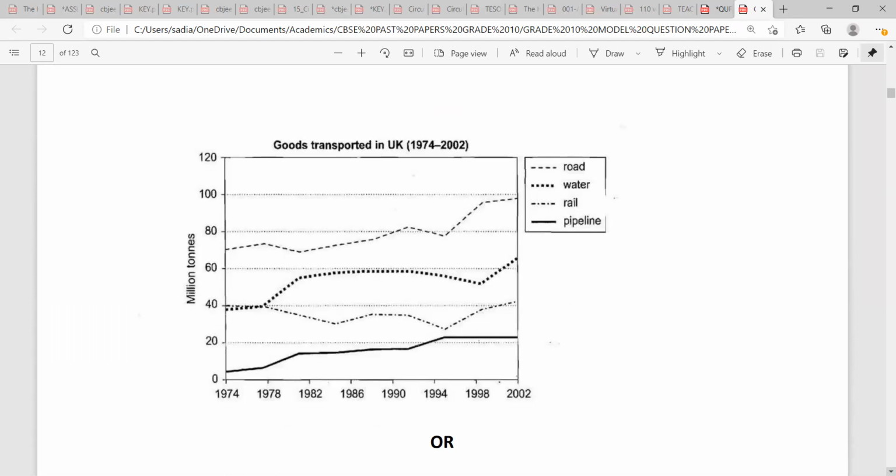This is the graph. Years 1974 to 2002, and on the y-axis we have a million tons, 0 to 120. Goods transported in UK between 1974 to 2002, and the key shows the strong line is a pipeline, the dash and dot is a rail, the broad dash is a water, the long dash is a road.